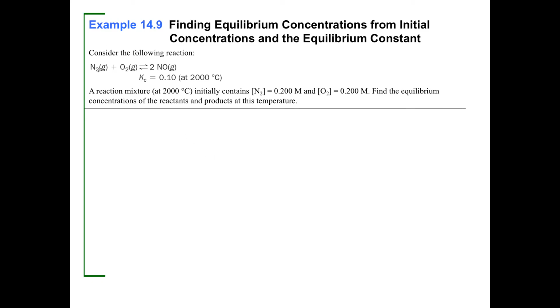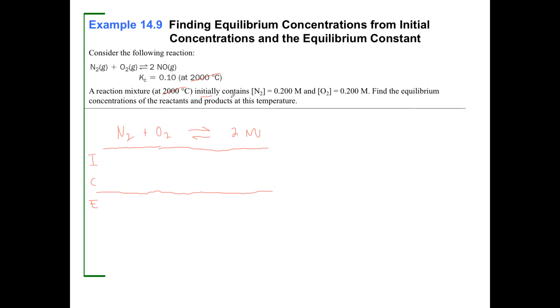So consider the following reaction. Nitrogen gas plus oxygen gas gives 2 nitrogen monoxide, okay? This is K. A reaction mixture initially at 2,000 degrees Celsius, which doesn't really matter except you can see you're at the right temperature for this equilibrium. Initially, N2, O2 is in equilibrium with 2NO. I'm going to set my ICE table up right below that. I, C, E.